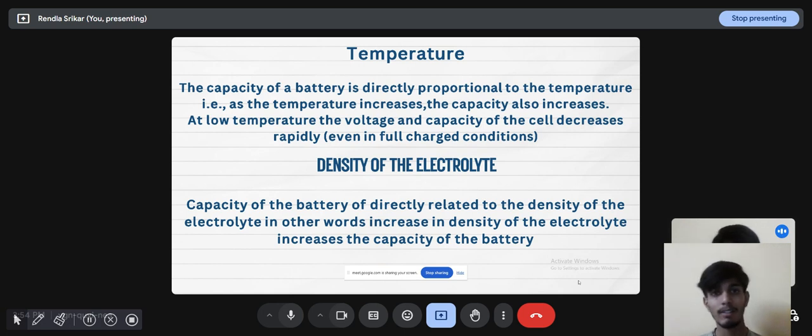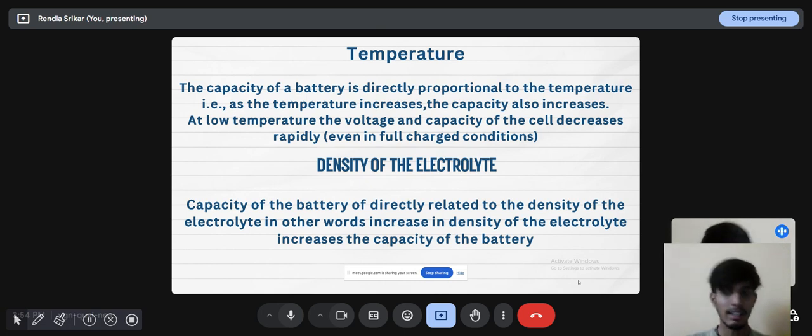In temperature, we have two conditions: high temperature and low temperature. At high temperature, the chemical reactions get accelerated, which leads to faster degradation of the battery and a short lifespan. And then, in cold conditions, where the temperature is lower, the chemical reaction gets slowed down, reducing battery capacity and leading to a temporary loss of power.